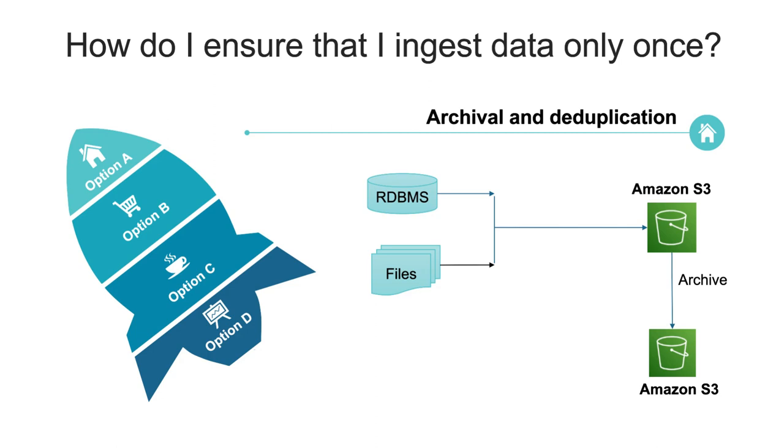Then another question can be, how do I ensure that I ingest data only once? Now, the way to do it is archival and deduplication. When I say archival, what does it mean? Let's say you have file sources and RDBMS sources. You are bringing in data to S3. Now, once you bring the data to S3 and you do your entire ETL or processing, and the processing is successful, those files should actually be moved to a separate bucket and archived. Why? Because then we know that we are not going to reprocess them. So that is one way of doing it.